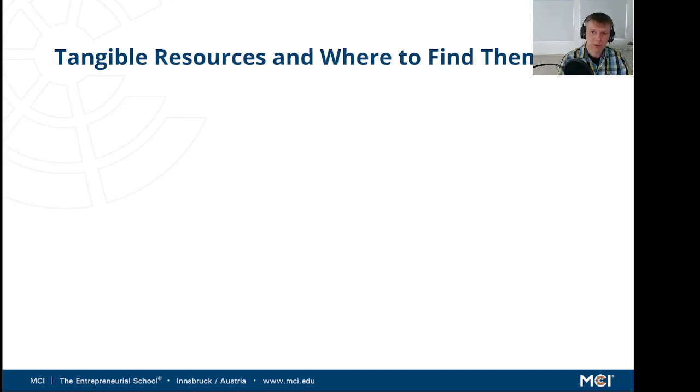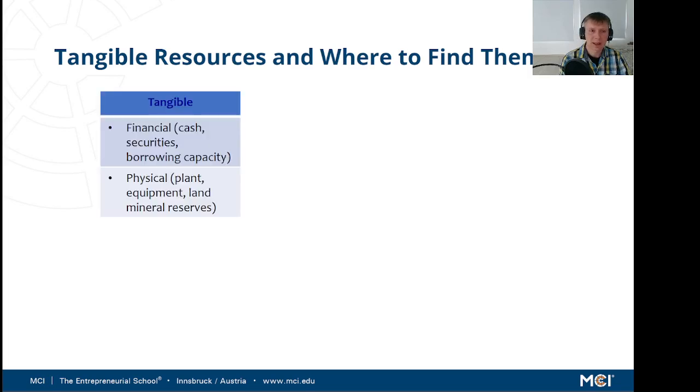The first type of resource that Grant and Jordan mention are the tangible resources. And here we talk about financial and physical resources. The financial resources can be cash, security, or your borrowing capacity. And the physical resources can be plant, equipment, land, mineral reserves, and so on. So different things can be your tangible resources.